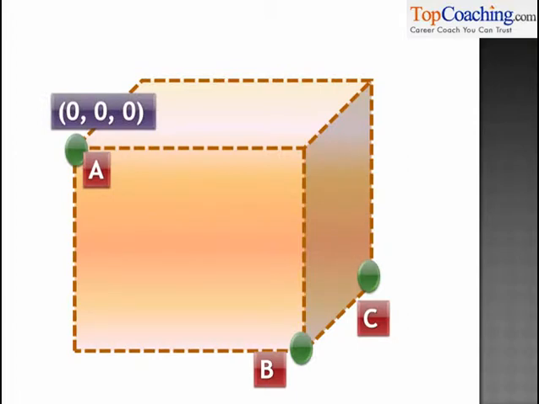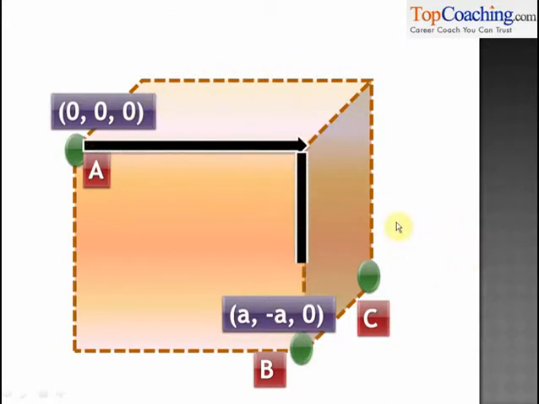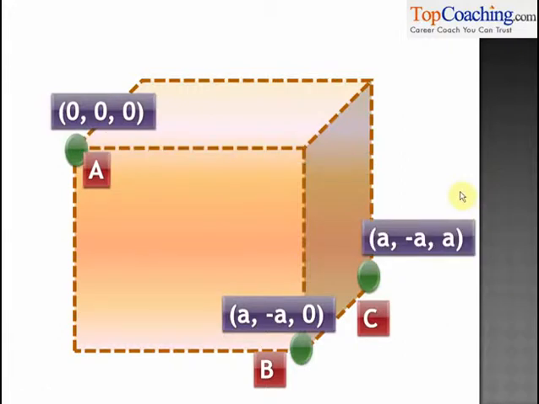The coordinate of the particle at A is 0, 0, 0. Coordinates of the particle at B are a, minus a, 0 because its x coordinate is a with respect to this origin A, its y coordinate is minus a with respect to the origin, and its z coordinate is 0 with respect to this origin. Similarly, the coordinates of C are a, minus a, a. This is because the x coordinate of C with respect to origin is a, the y coordinate of C with respect to the origin is minus a, and the z coordinate of C with respect to the origin is plus a. So these are the coordinates of the three particles.